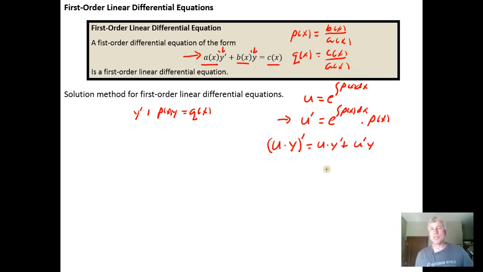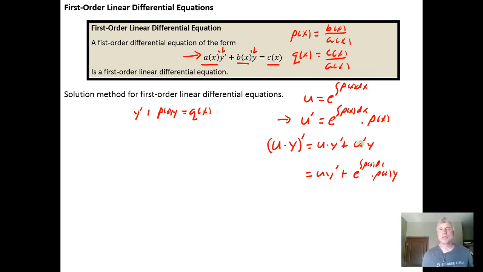And the reason this is useful is we can look at this. Well, what does this look like? Well, this would just be u times y prime, right? But what does u prime look like? Well, we just calculated it. This would be plus e to the antiderivative of p of x dx. U prime was e to the antiderivative of p of x dx times p of x, and this is going to be times y.